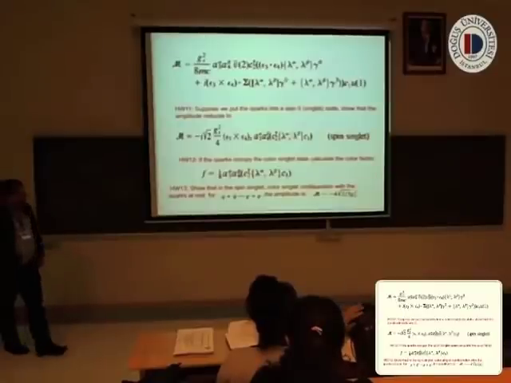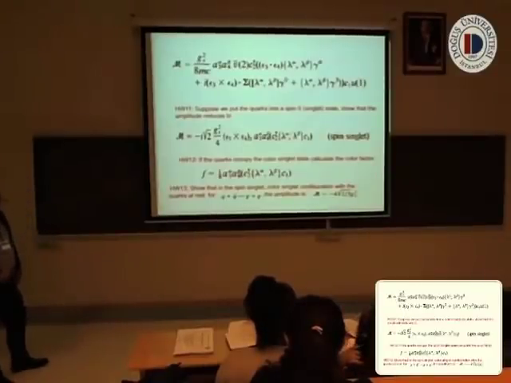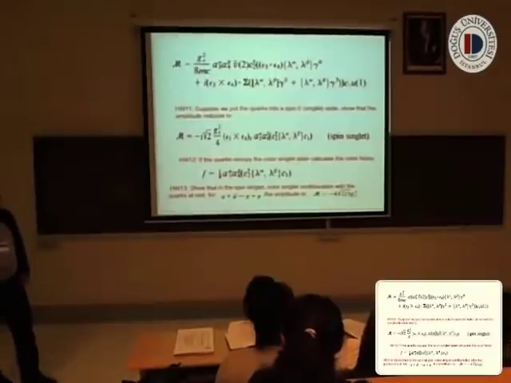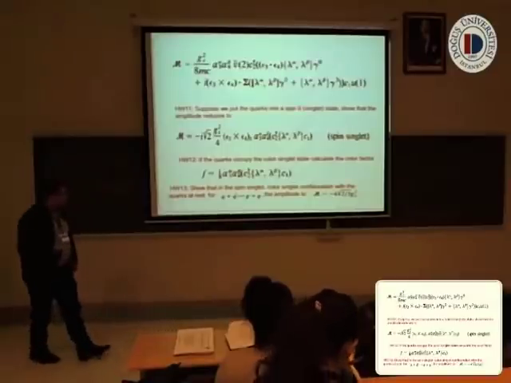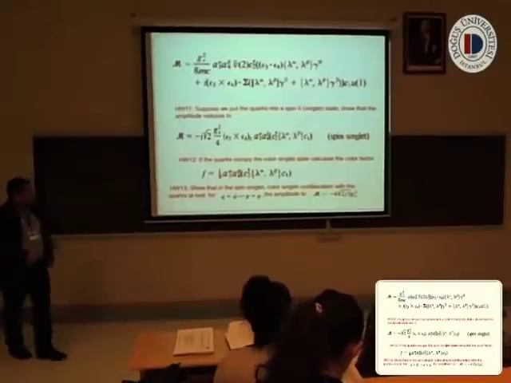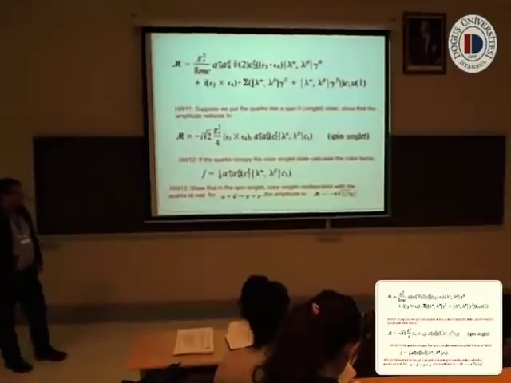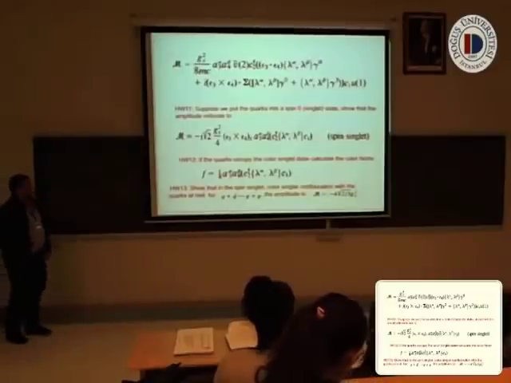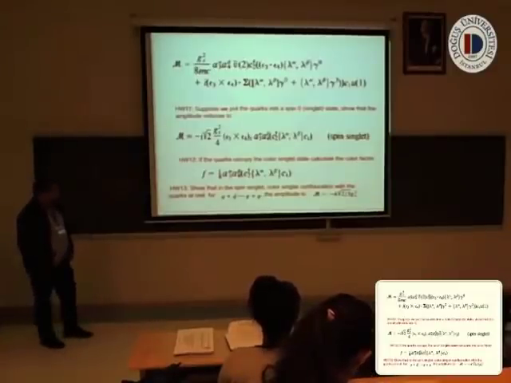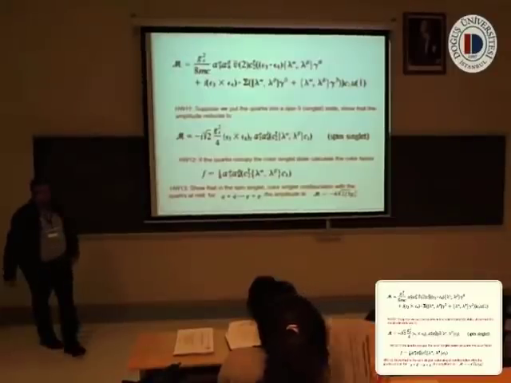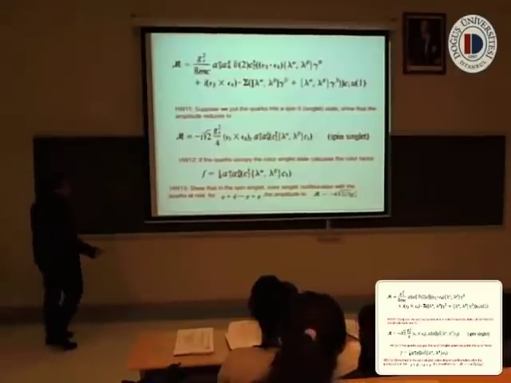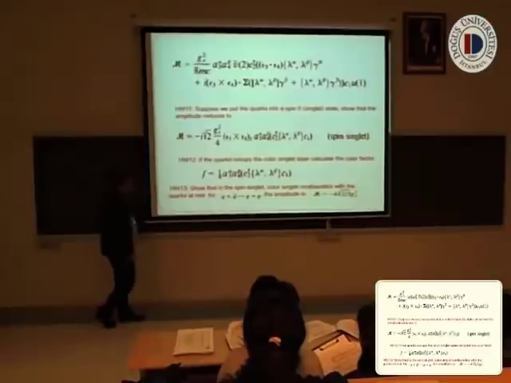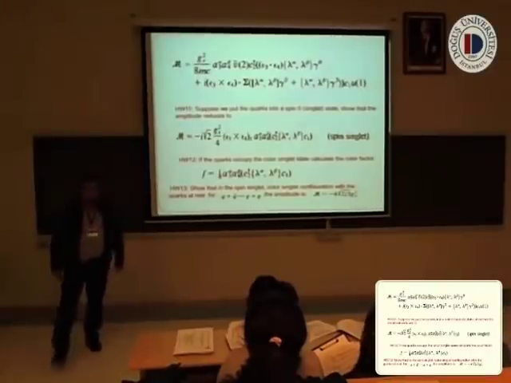As another homework, if the quarks occupy the color singlet state, as we did for the quark antiquark setting, calculate the color factor for the singlet. And finally, imposing all the results, we will get this quantity for the amplitude. This shows that for Q plus Q bar pair annihilation in QCD, the amplitude can be written in this way.